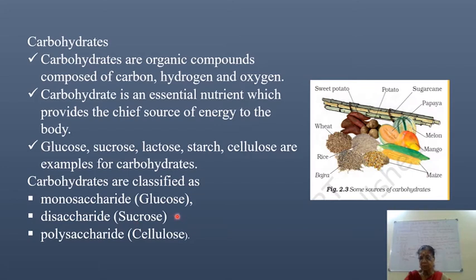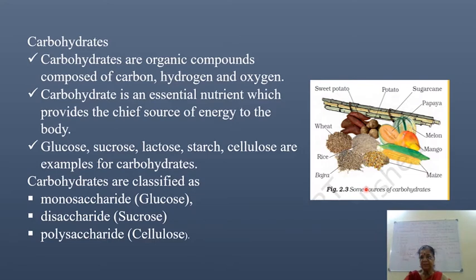Glucose, the one we normally eat as glucose, is a simple sugar. Sucrose, the sugar we eat, is a disaccharide. And polysaccharides have many carbon, hydrogen and oxygen molecules. So carbohydrates are classified as monosaccharide, disaccharide and polysaccharides. Monosaccharide example, glucose; disaccharide, sucrose; polysaccharide, cellulose or starch.